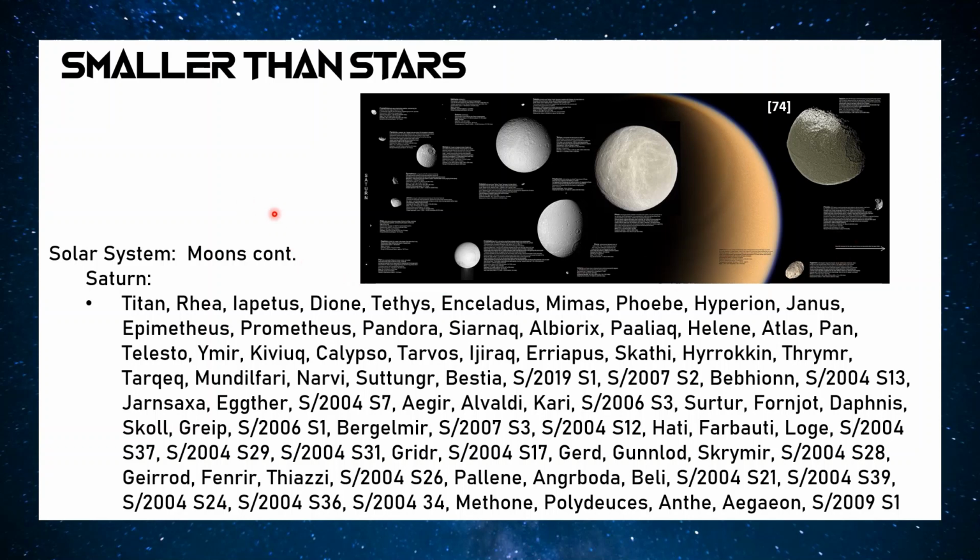And there's a lot of moons. And then another important point with Saturn, because it has that big ring system, it has innumerable moonlets around it as well.